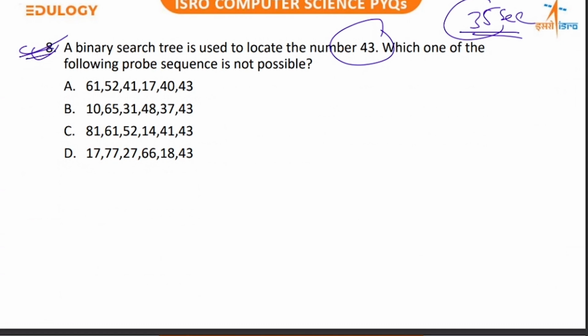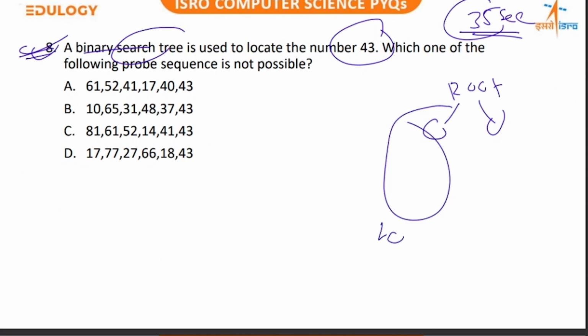Okay, I am solving with you all. See, a binary search tree. What is the definition of a binary search tree? The values of the left subtree are always smaller than the root, and the values of the right subtree are always greater than the root. This is the normal definition of a binary search tree. The smallest values are always on the left side, and the largest values from the root are always on the right side.